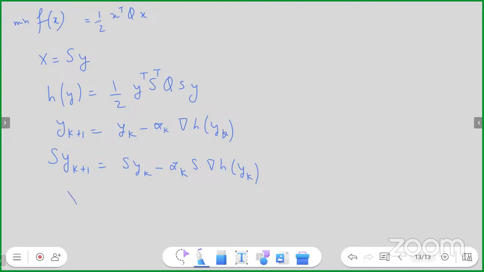Recall the formulation. I can write this as x_{k+1}, and this as x_k minus alpha_k, and what is this term? It's S times S Q y_k. This is the gradient in the y domain. So what has happened? Earlier I was taking x_{k+1} equal to x_k minus alpha_k times the gradient of f, which was simply Q times x. Now I got S squared Q y.